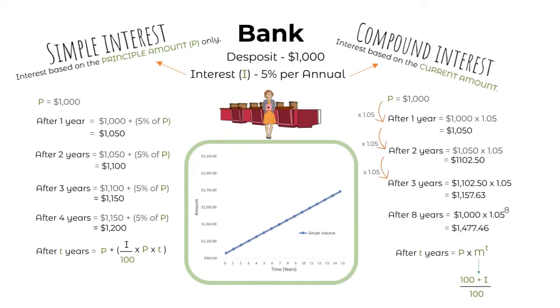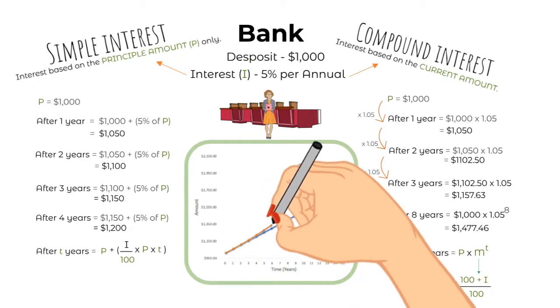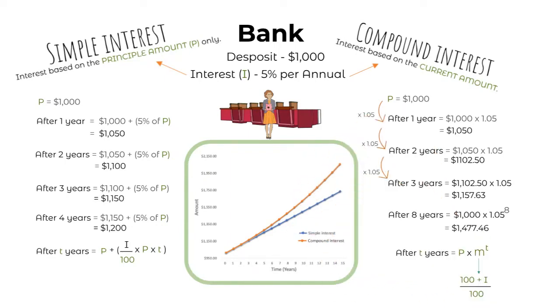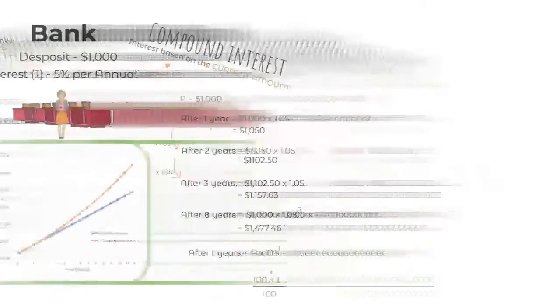If we were to plot compound interest, it would go up exponentially, which means as time goes on, the faster and faster it will grow. Let's see how this works in practice.